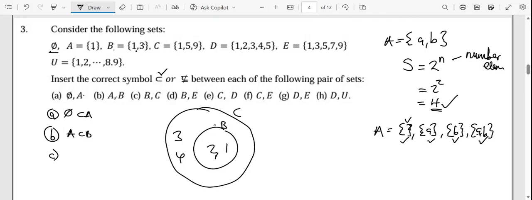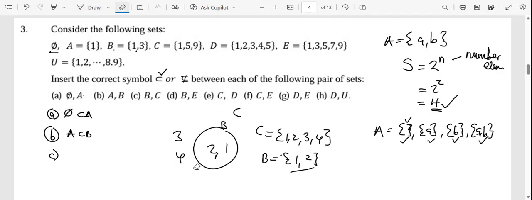B is a subset of C. Why? Because it contains all the elements which are in C. You have seen, all the elements in B are in C. If I'm to list C, 1, 2, 3, 4. Then B, 1, 2. All the elements should be in the other set to be the mother set. Is that okay? Okay, so what will be the relation there?